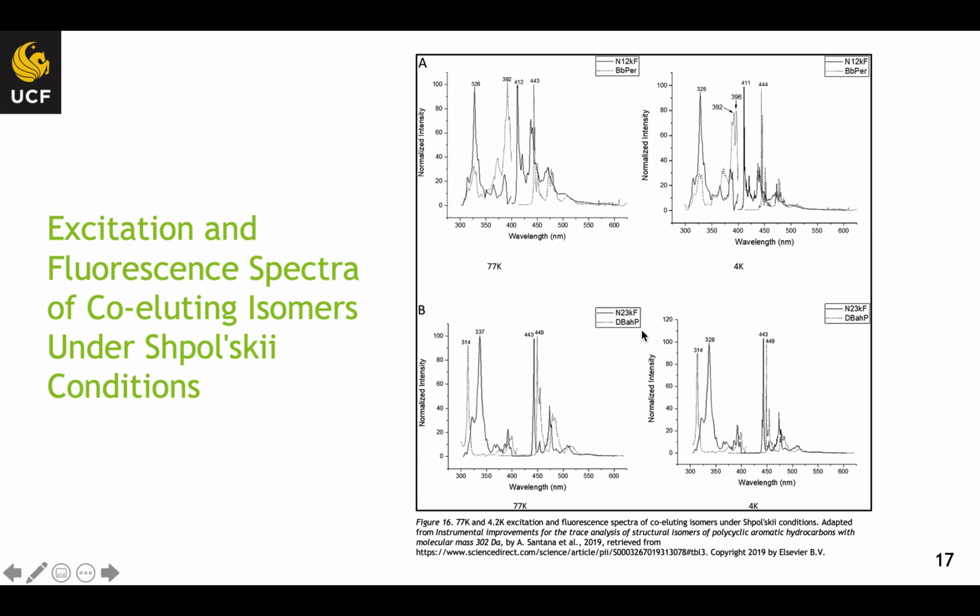And this is exactly true for the second set, N23KF and DBAHP. At both of these temperatures, we see very sharp quasi-linear spectra that would allow for that selectivity that we need to determine these isomers individually.